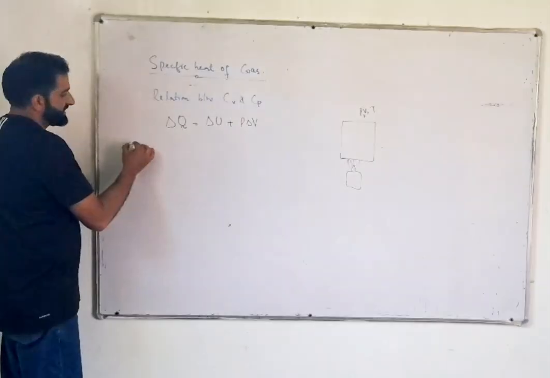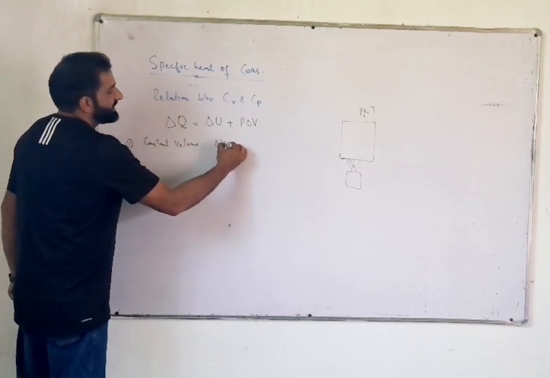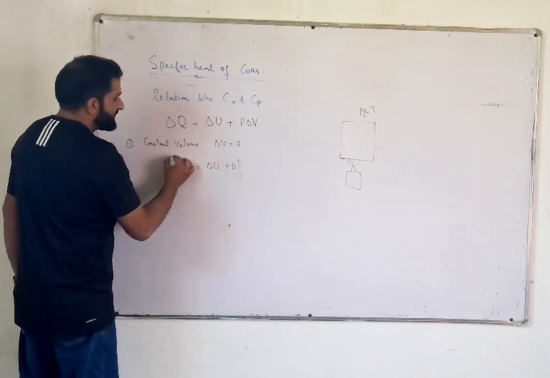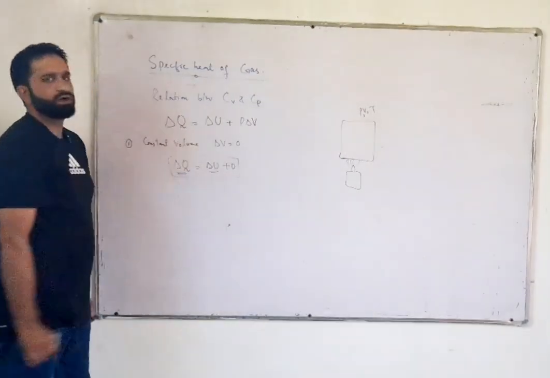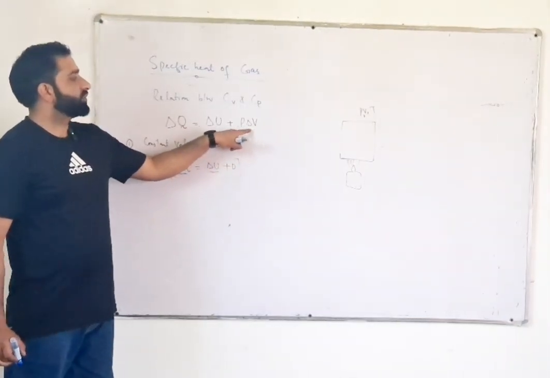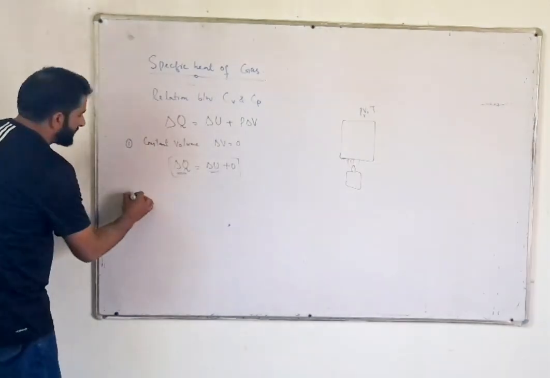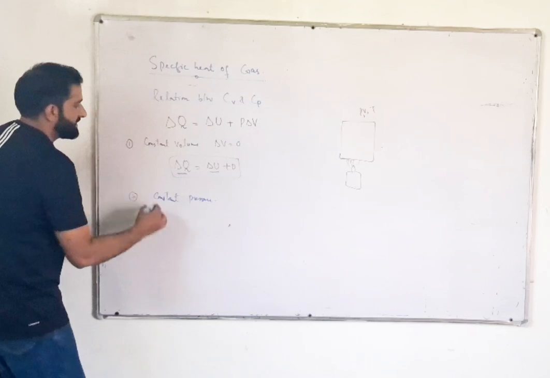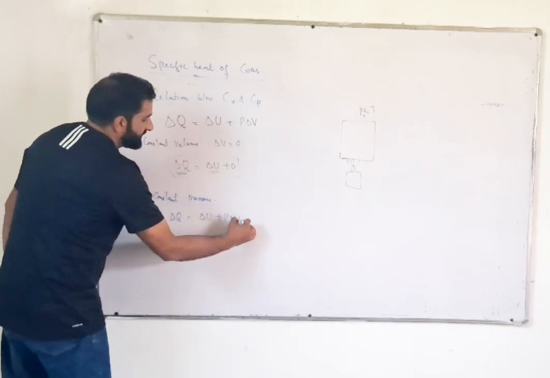Let us take the first case, constant volume. At constant volume, as delta V is equal to 0, that means delta Q is equal to delta U plus 0. That means at constant volume, the whole of the heat is used to change the internal energy of the system. So in this case, delta Q is equal to delta U. Why? Because it is at constant volume, delta V is equal to 0. At constant pressure, delta Q is equal to delta U plus P delta V.